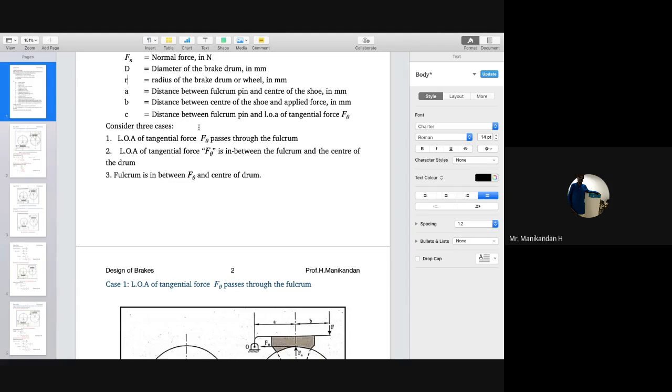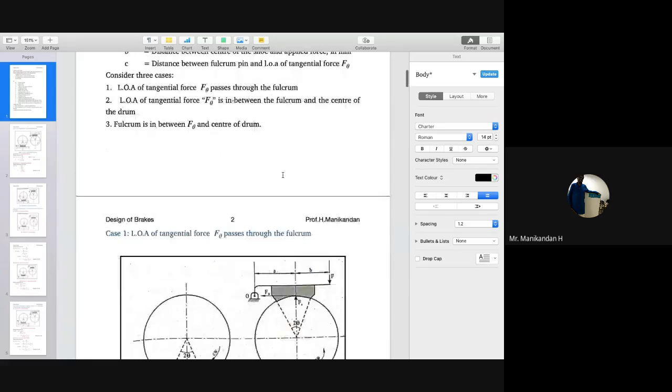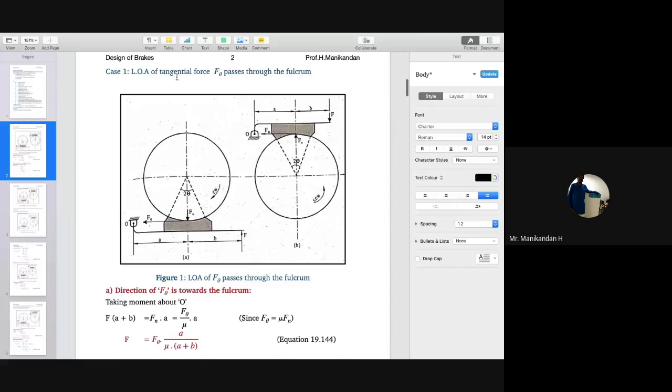Now we have three cases. First, the line of action of the tangential force passes through the fulcrum. Second, the line of action of the tangential force is in between the fulcrum and the center of the drum. And third, the fulcrum is in between F theta and the center of the drum. So the first is where the line of action of the tangential force passes through the fulcrum. As we can see in the figure, the line of action of F theta is passing through the fulcrum O. We will see what will happen.